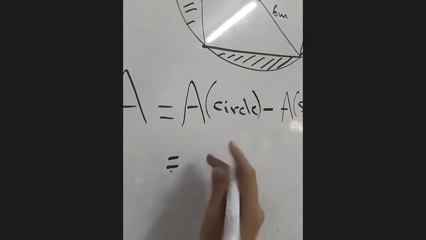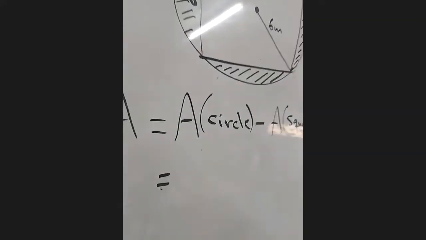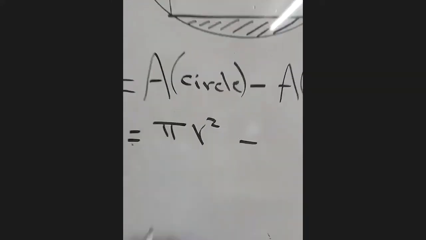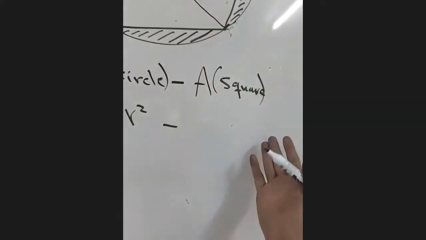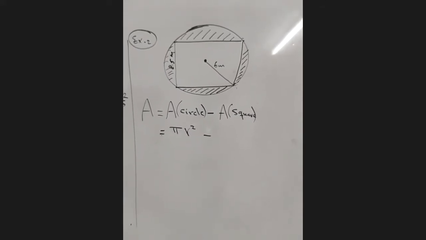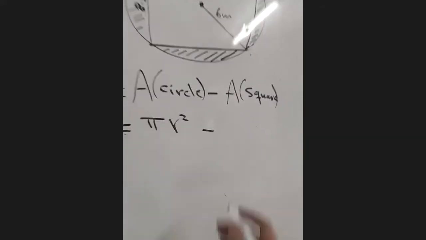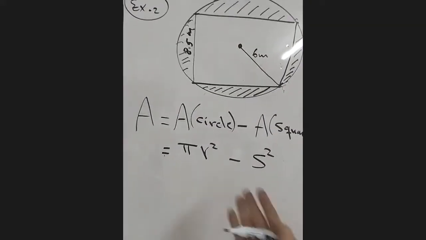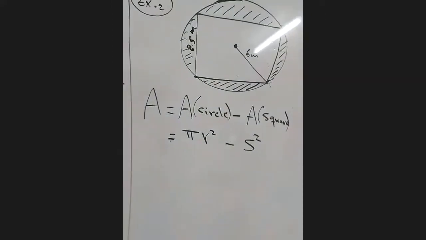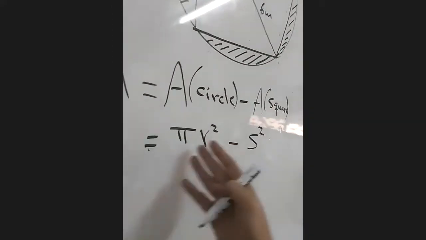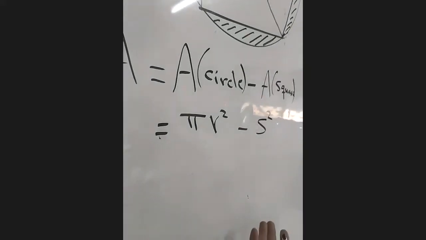What's the formula for the circle? Pi r power 2. We know that. But what's the area of the square? Yesterday we did it. Remember? Side power 2. S power 2. And S is the side length of the square, right? Now, simply, I will just replace these variables by their numbers, right?